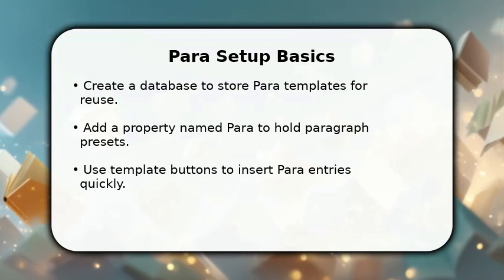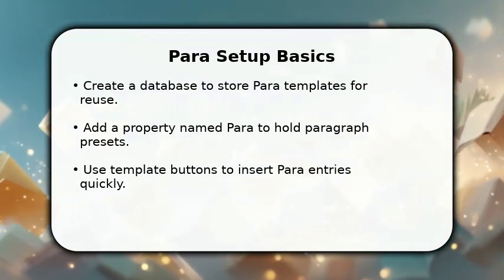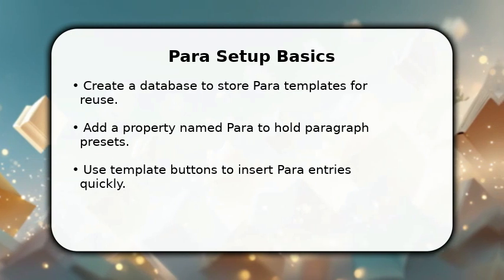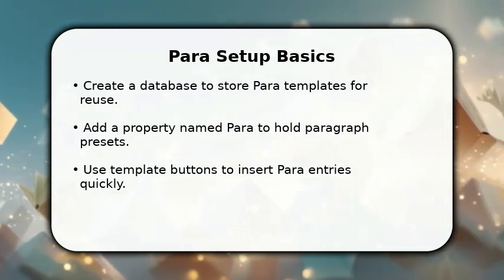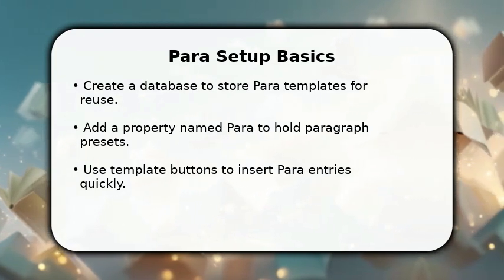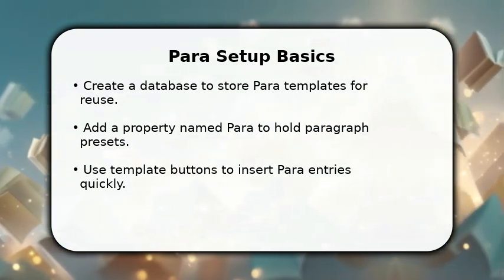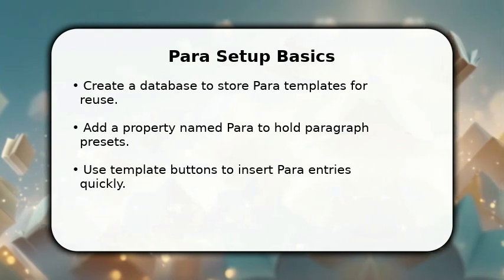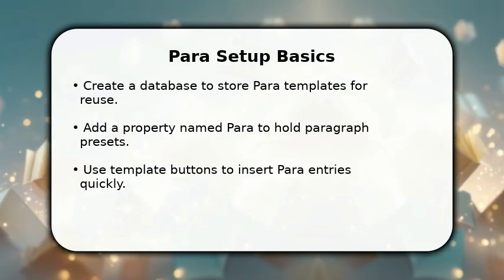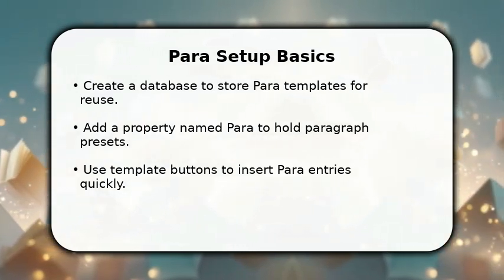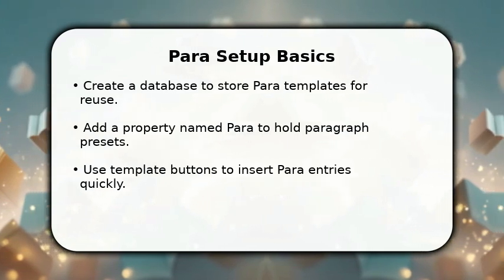Enjoy the video. In this video, I will explain how to set up Para in Notion, updated. Open Notion and create a database for your Para templates, then add a property called Para to hold presets. Build template entries with your preferred formatting and default text. Use a template button to insert a Para into pages instantly. Test the flow and refine defaults for speed and consistency across notes and projects.